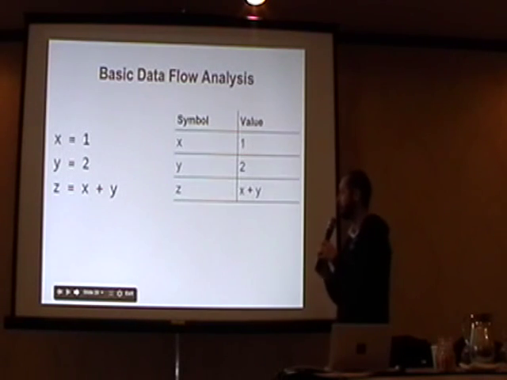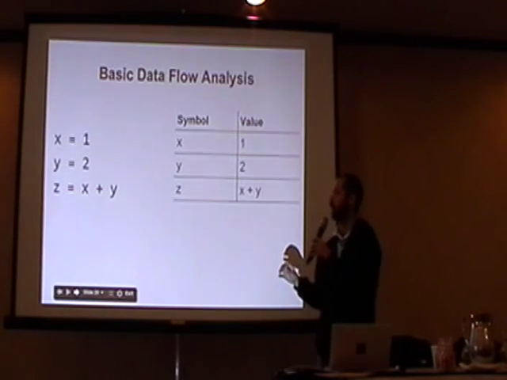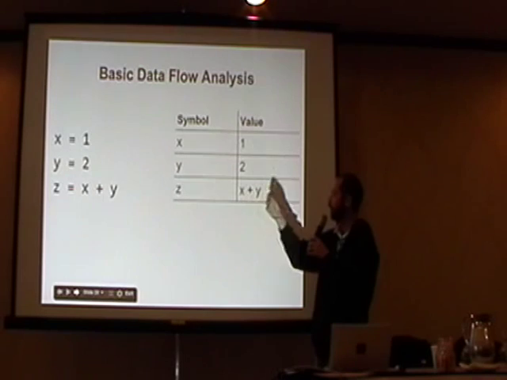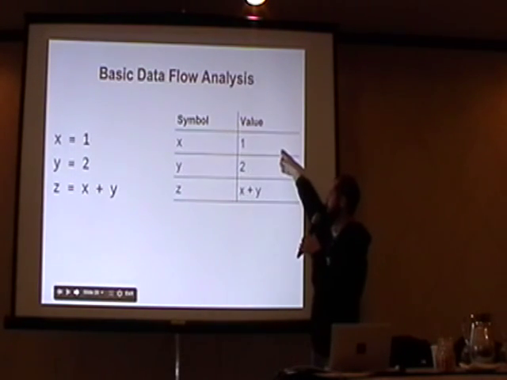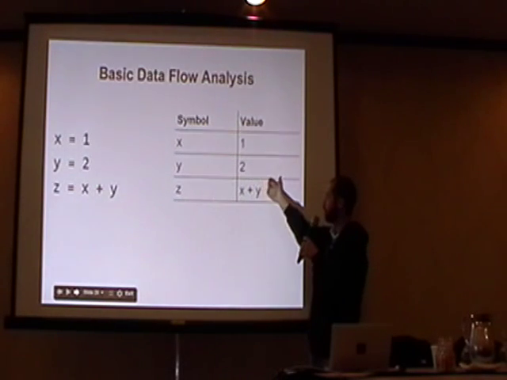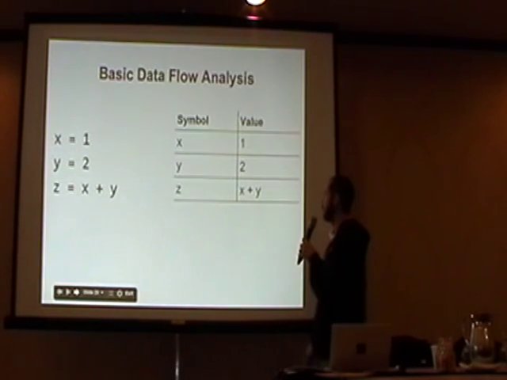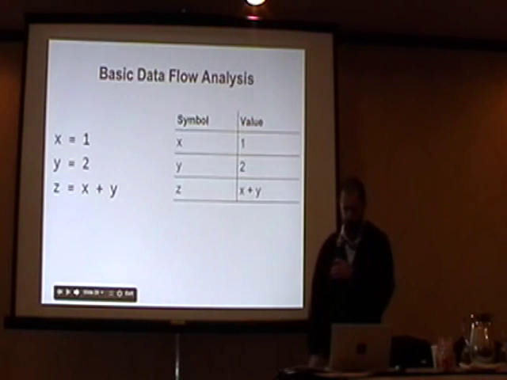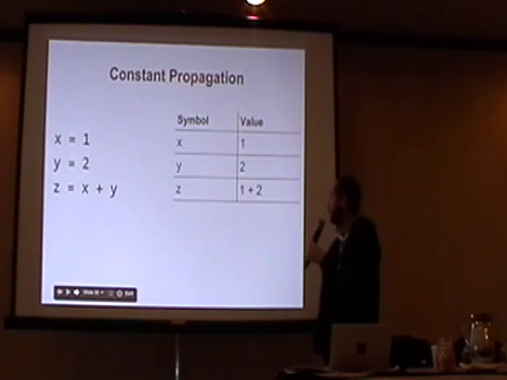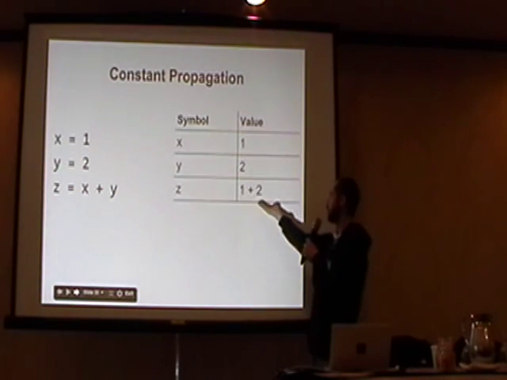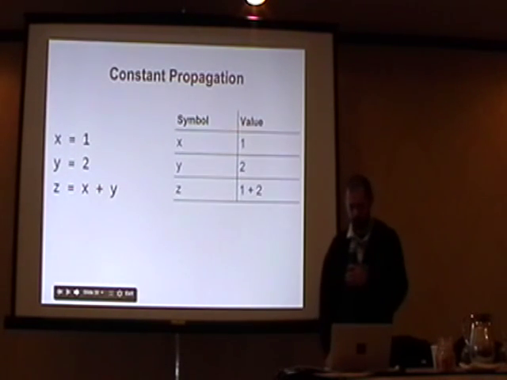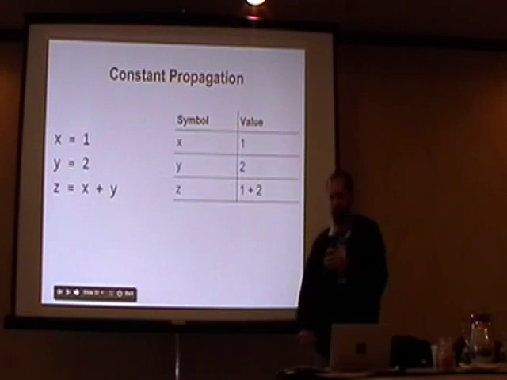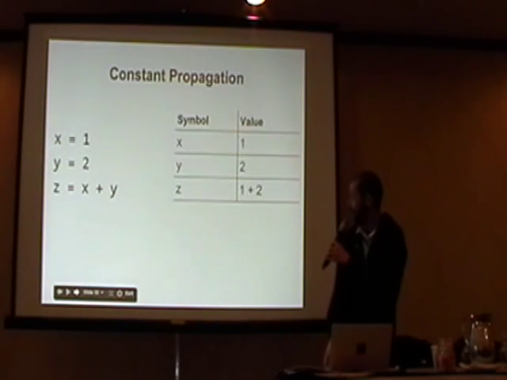So let's talk about basic data flow analysis. Here's our code. We're going to keep a table. We see, okay, x equals 1, y equals 2, and then z is x plus y. Well, we know what x and y are, so now we know z is 1 plus 2. This is called constant propagation. I had to look up what these things were called after I implemented them. It turns out they have names.